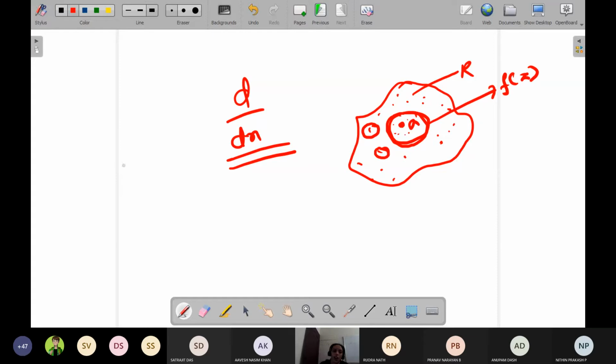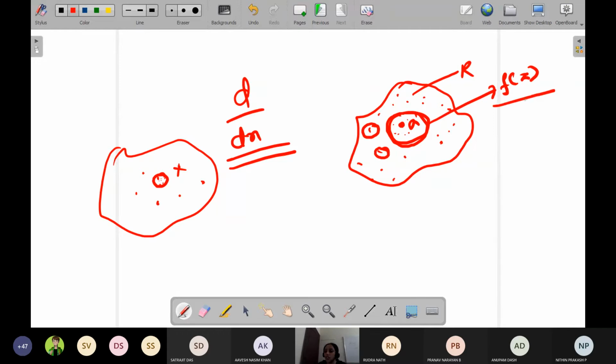There may be a few points where the function is not differentiable, because you have a bigger region. So you are able to draw a small neighborhood such that at the points inside this region the function is differentiable. At this other point it may not be differentiable. So you have to take care that if you are able to draw a small neighborhood around that point, the function has to be differentiable at each and every point in that neighborhood. And the function f of z is a single valued function.